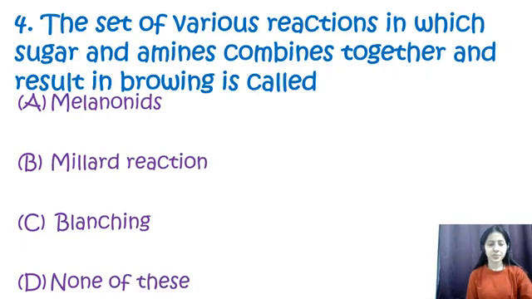Question number 4. The set of various reactions in which sugar and amines combine together and result in browning is called: option A melanoids, option B Maillard reaction, option C blanching, and option D none of these. The reaction is known as the Maillard reaction, that is option B.